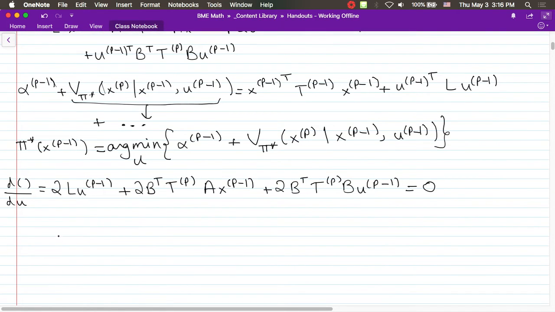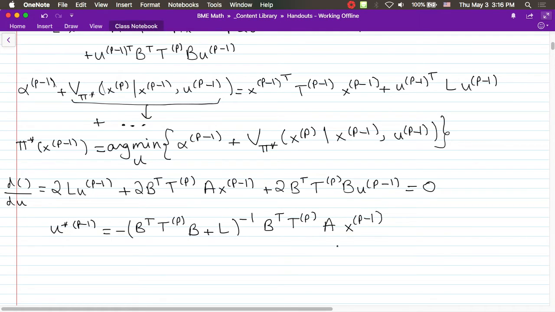Solve for u, and we get u star at p minus 1 is minus B transpose T_p B plus L, inverse, times B transpose T_p A x of p minus 1.